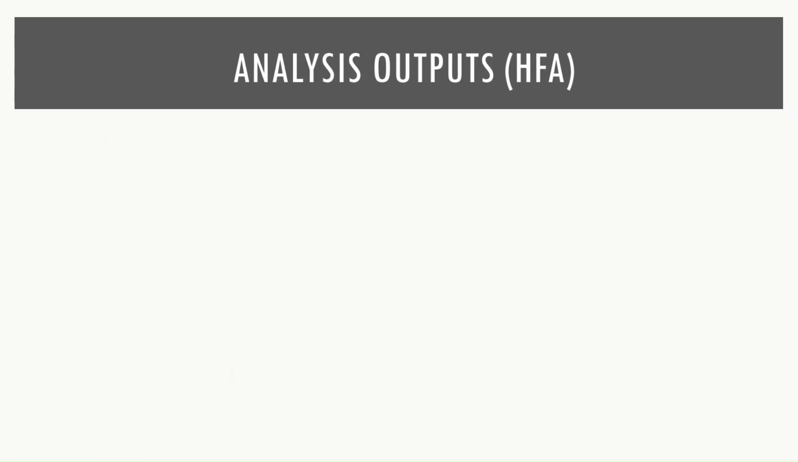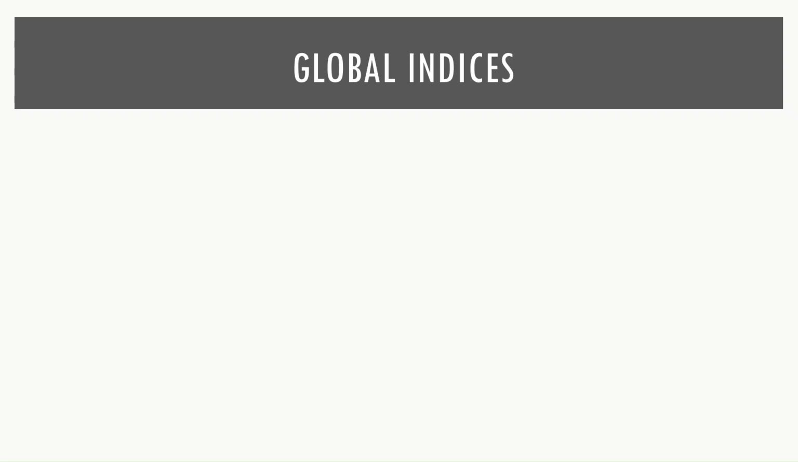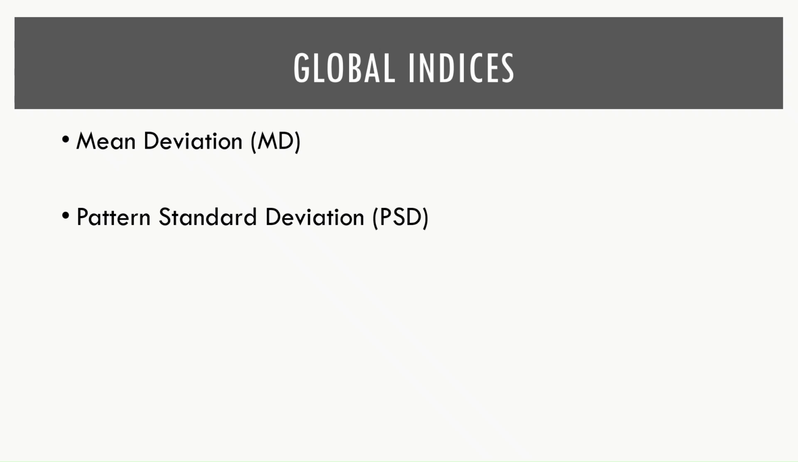The analysis outputs are grayscale, total deviation, pattern deviation, and global indices. Grayscale can be misleading. Serious interpretation relies on deviation plots and indices. Mean deviation reflects overall loss. Pattern standard deviation highlights localized defects. Visual field index in the HFA is a measure of the patient's overall visual field function expressed as a percentage.